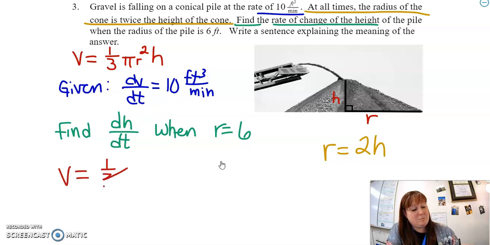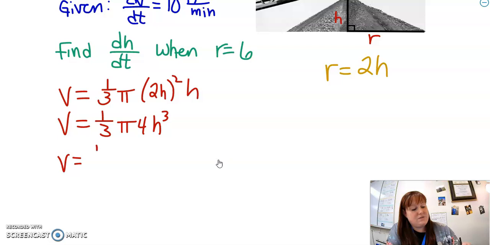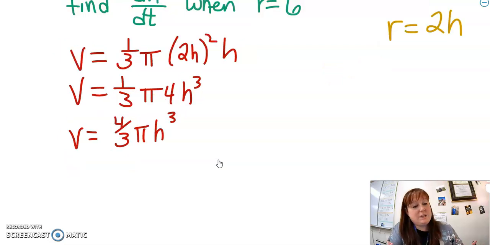So I have 1/3 pi, and then instead of r, I'm going to have 2h squared h. So I'm just going to simplify that. So I have 1/3 pi 4h to the third. And so I can just say this is 4/3 pi h cubed. And that's so much easier to differentiate than what we had before, right? Because we don't have the product rule anymore. We just have one variable. Now we're going to differentiate.